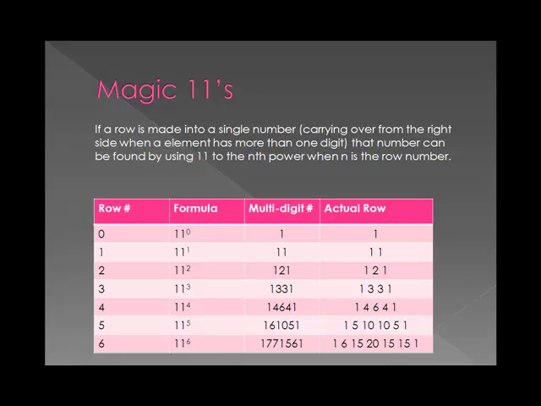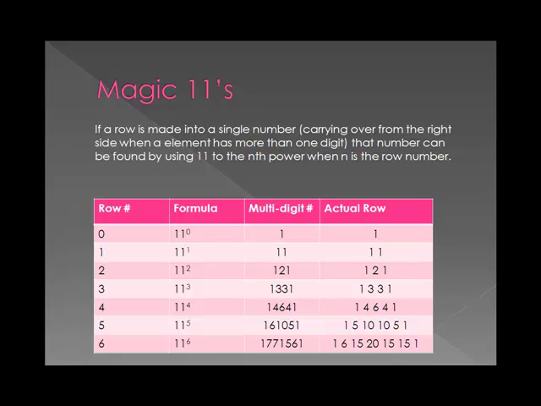Magic 11 is the next pattern we will look at. If a row is made into a single number, carrying over from the right side when an element has more than one digit, that number can be found using 11 to the nth power when n is the row number. In row 0, we can see that there's only one 1 there. So the multi-digit number would be 1. 11 to the 0 power is 1.